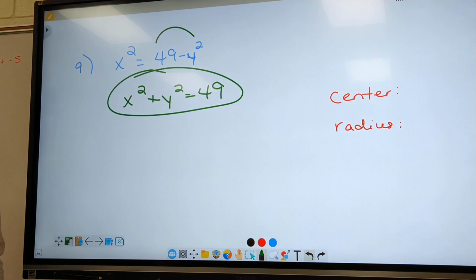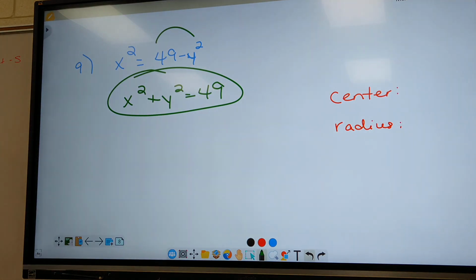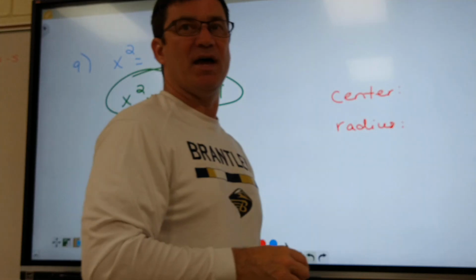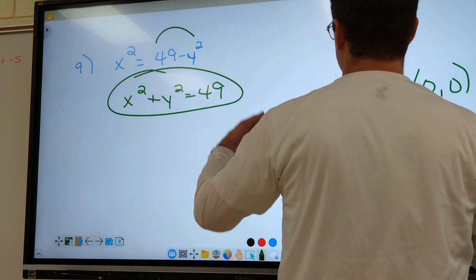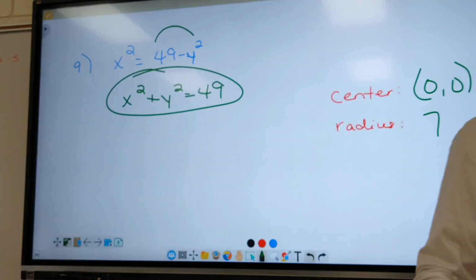We don't have any groups on this one that we have to do. So what's my center on this one if there's nothing else with the x or the y? 0, 0. What's my radius? 7.